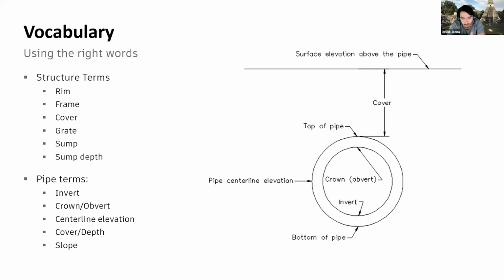principally, but we have some nodes in Dynamo that we're going to look at also that let you work with crowns, oberts, the outer diameter of the pipes, and all that stuff.